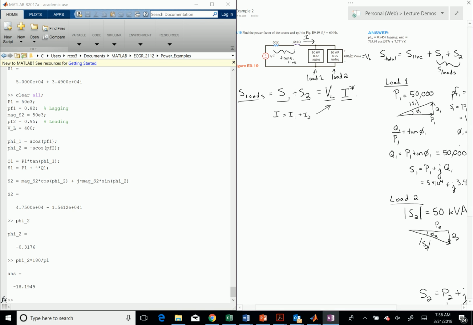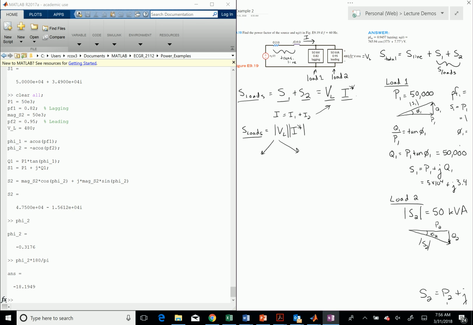Now, doing it this way, I see that my S loads has to equal VL times I conjugate. Now, I want to break this up two ways.